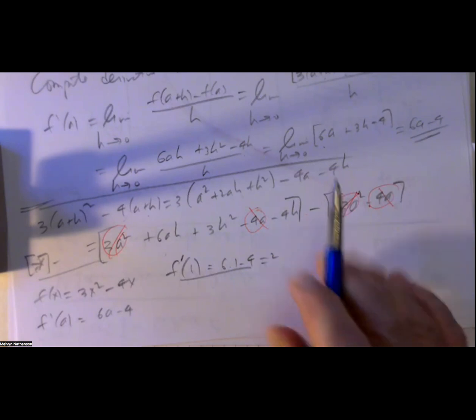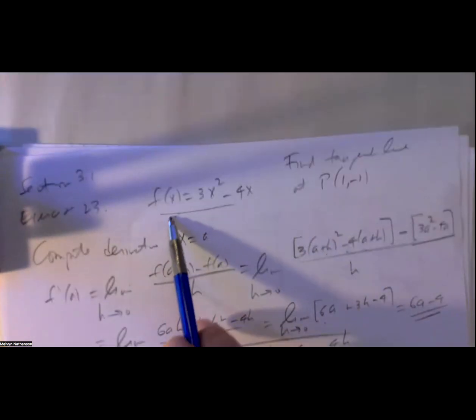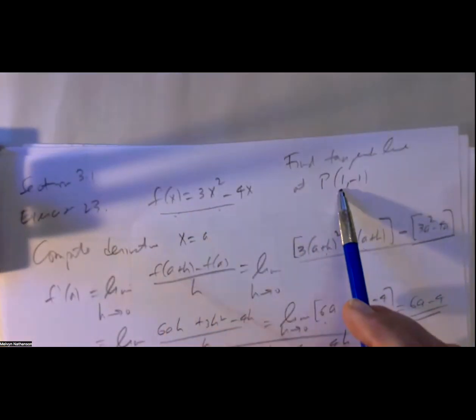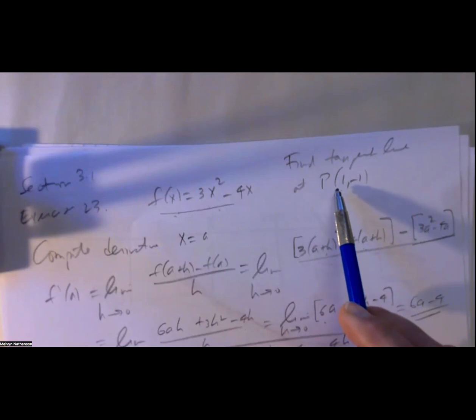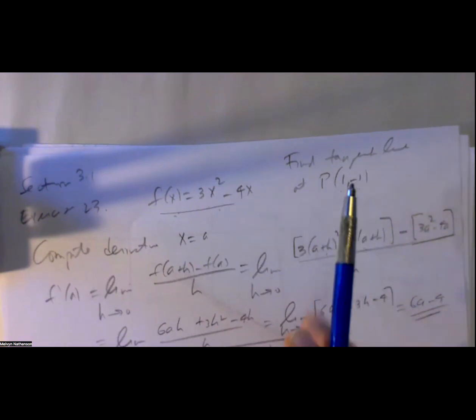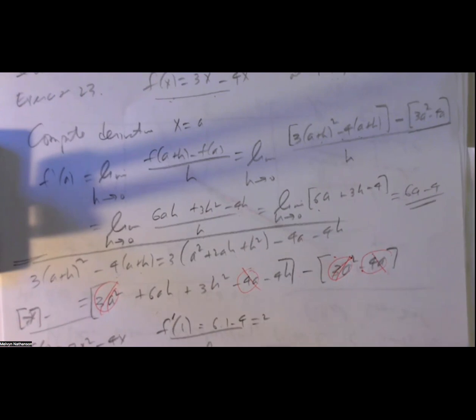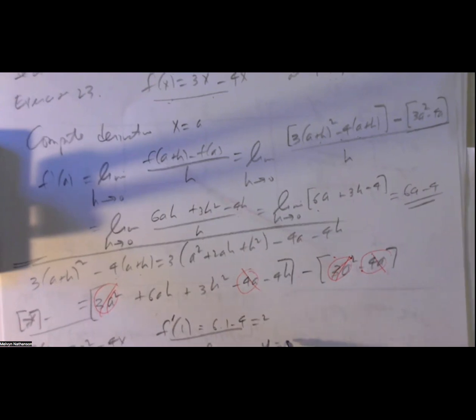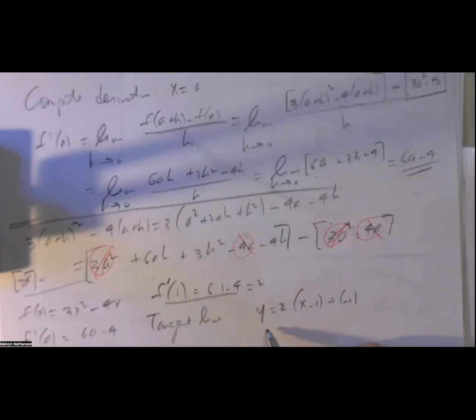So if I want the tangent line, remember, here's the problem. Here's a function. Find the tangent line when x is 1 and f of x is minus 1. At that point, the derivative is equal to 2. So the equation of the tangent line is y equals the slope 2 times x minus 1 plus minus 1. So y is 2x minus 4.